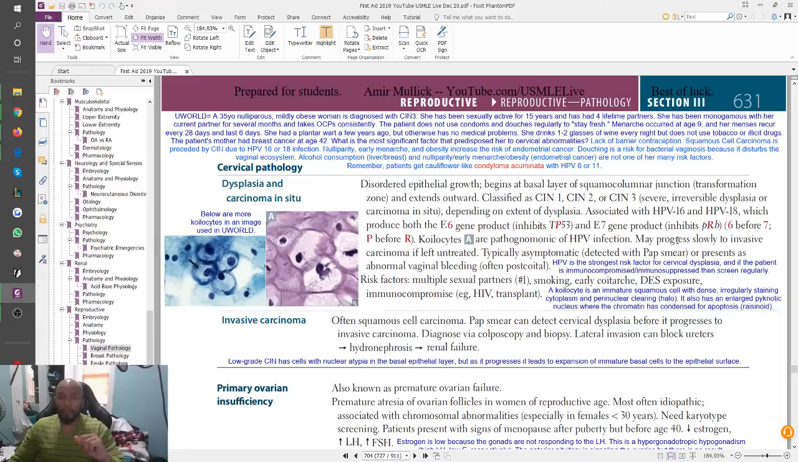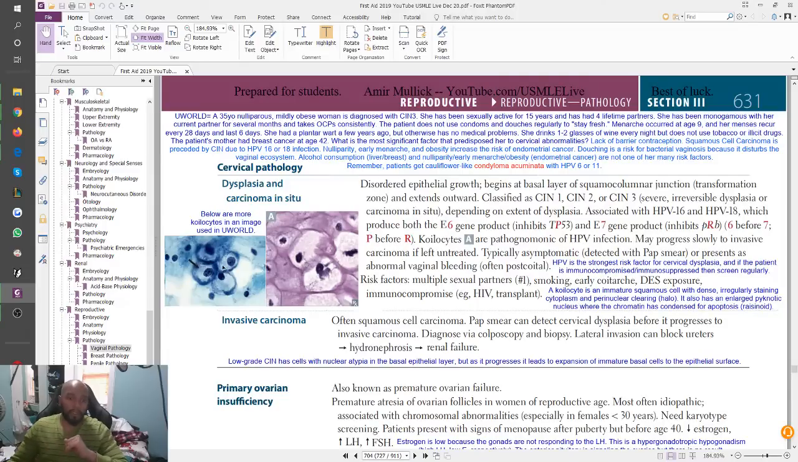in situ. May progress slowly to invasive carcinoma if left untreated. Typically asymptomatic, detected with pap smear, or presents as abnormal vaginal bleeding, often after sex. Risk factors for HPV-related carcinoma in situ of the cervix include multiple sexual partners, which is number 1, smoking, early coitarche, which means starting sex at an early age, DES exposure, again, immunocompromised, like HIV or any transplant that might have put the patient on medications that make them immunocompromised.